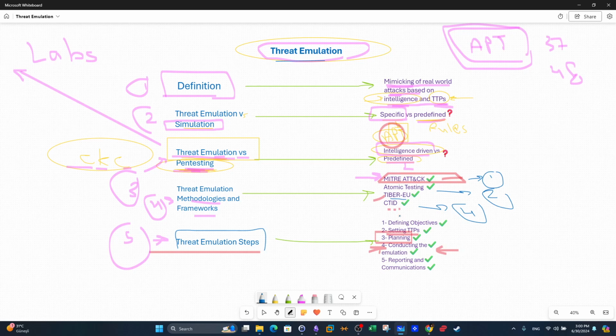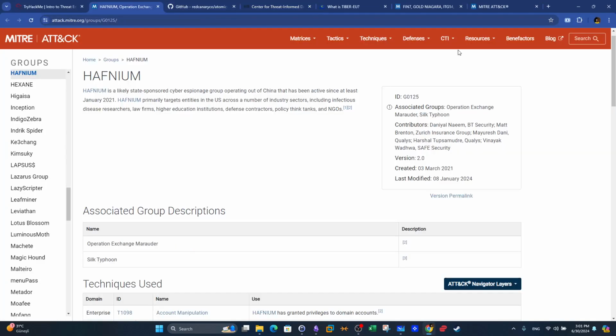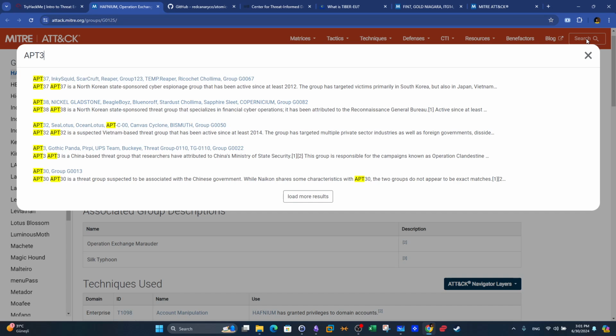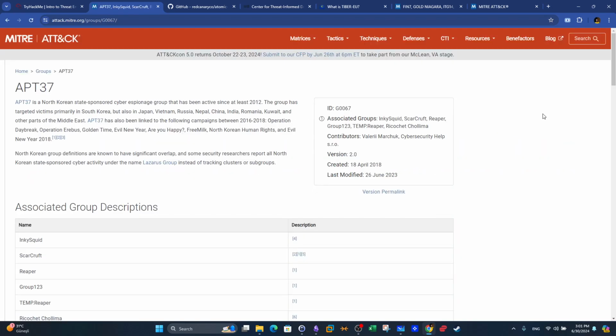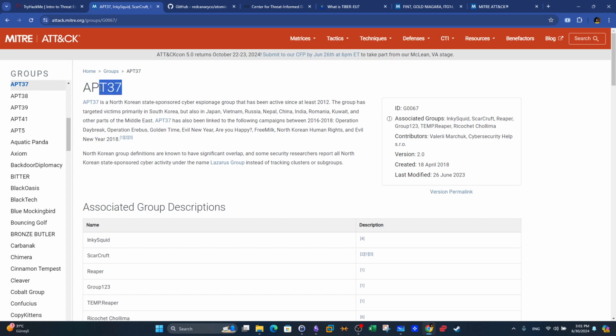What are the steps? The first one is defining the objective. As said earlier, the objective here is to mimic a certain attacker group. For example, say your objective is to conduct a threat emulation for an APT, as in this scenario, APT37. If you go to MITRE ATT&CK and research APT37, you see this is the main page, the profile of APT37, and by definition it is a North Korean state-sponsored cyber espionage group that has been active since at least 2012.